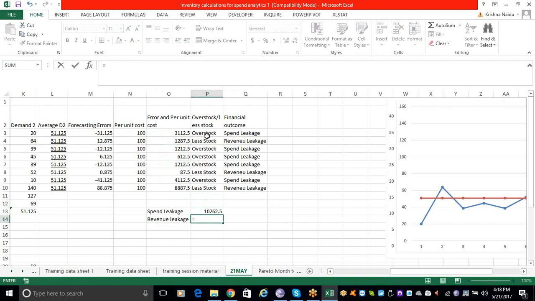Now revenue leakage, how much? This plus this plus this. So you're getting almost the same. There's a reason behind this. Why is it the same? I'll tell you. Total. So we will not say that this was spend leakage without revenue leakage.